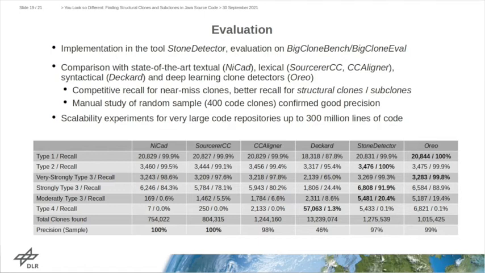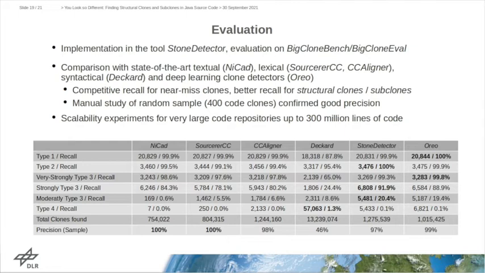Nycat is a state-of-the-art text-based method employing lightweight parsing and pretty printing. Sorcerer CC is a lexical tool which was designed for finding code clones in large code repositories. CC Aligner is another recent lexical clone detector for finding code clones with larger syntactical variants. Dekar is a syntactical tool working on abstract syntax trees, and finally, Oreo is a representative of the recent deep learning clone detectors.